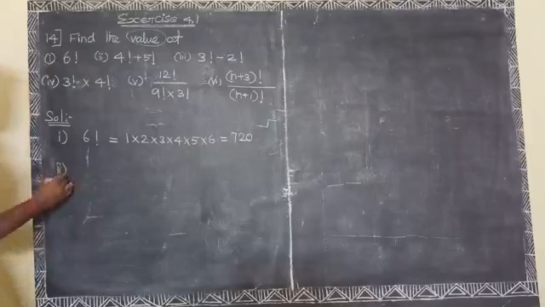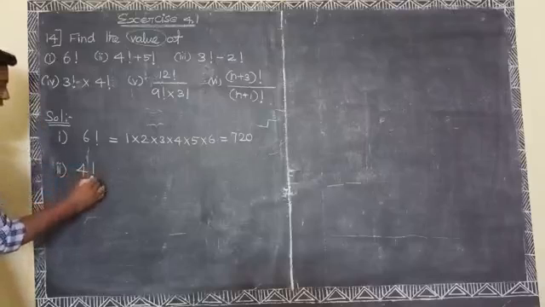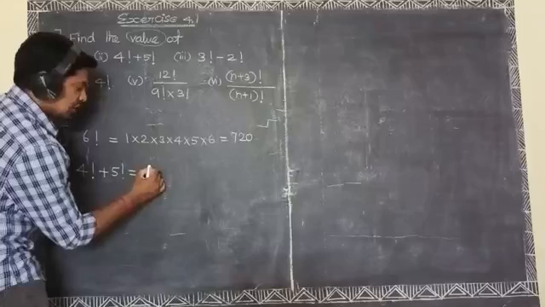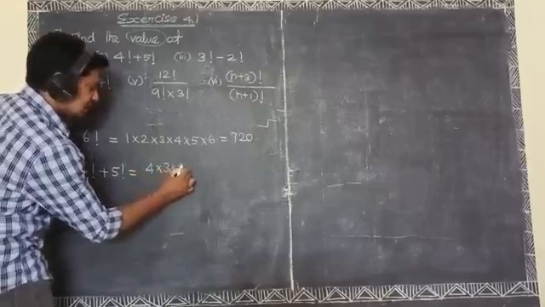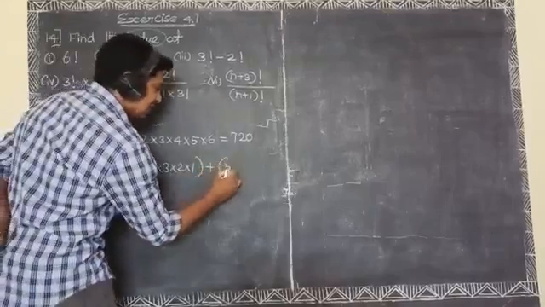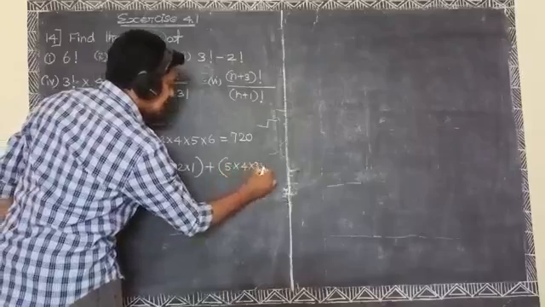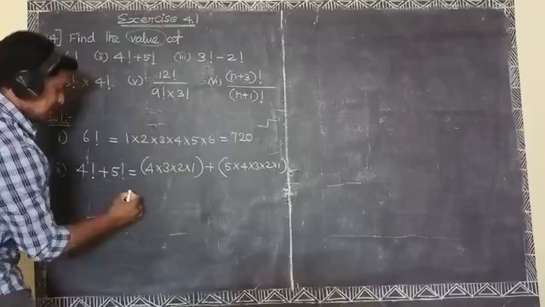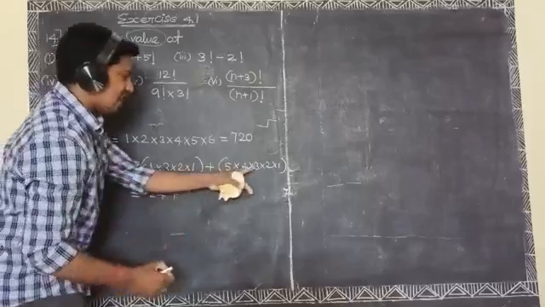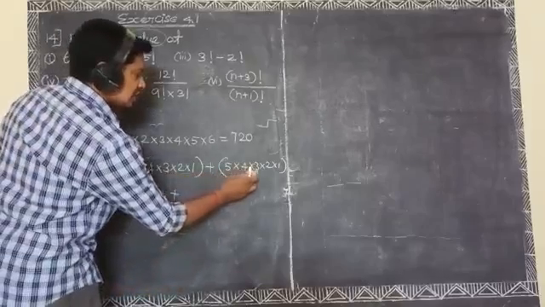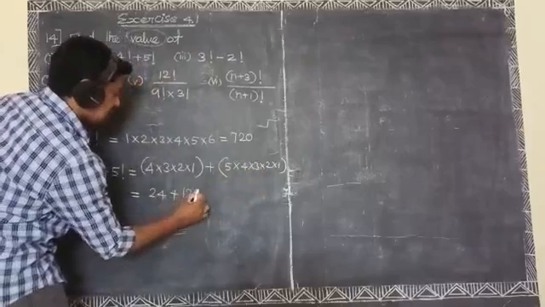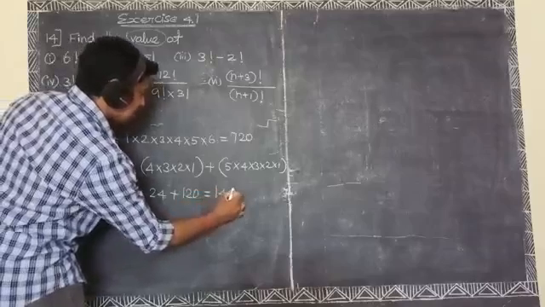Then the second subdivision, 4 factorial plus 5 factorial. Here 4 factorial means 4 into 3 into 2 into 1 plus 5 factorial means 5 into 4 into 3 into 2 into 1. Here 4 factorial is 24 plus 5 factorial is 20, 20 into 3, 60, 60 into 2, 120, okay, 120, which is equal to 144.